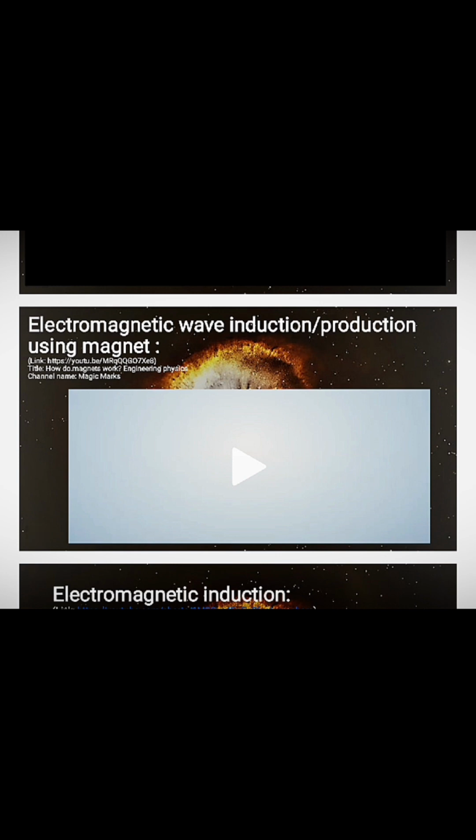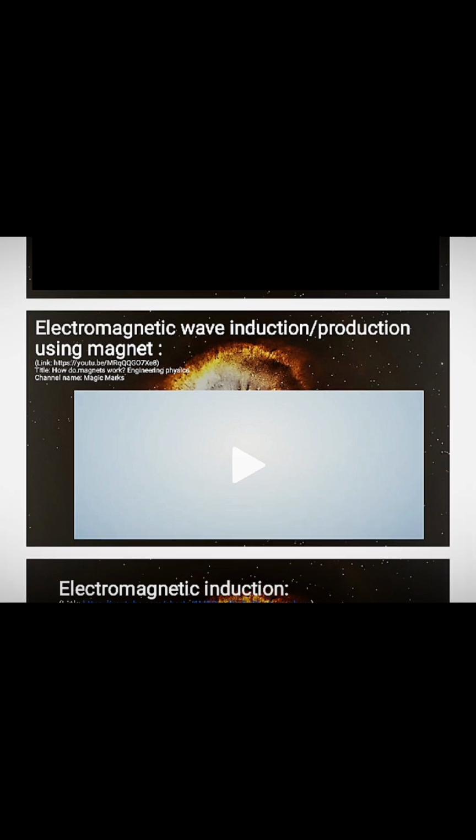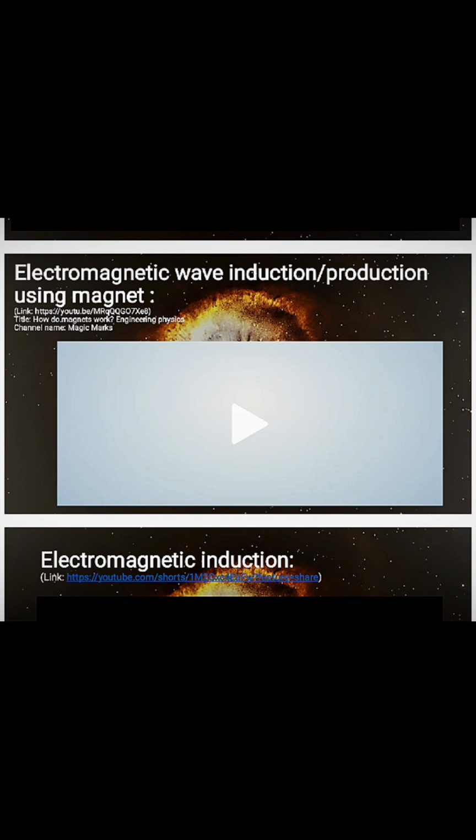Electromagnetic waves can be produced using a magnet also. When the magnet is moved through a coil, it will move the electrons, which will produce electricity, and hence the moving charges will again have a magnetic field around them, and this will give rise to an electromagnetic field. The electromagnetic wave production using a magnet is called electromagnetic induction. In this video we'll see that.